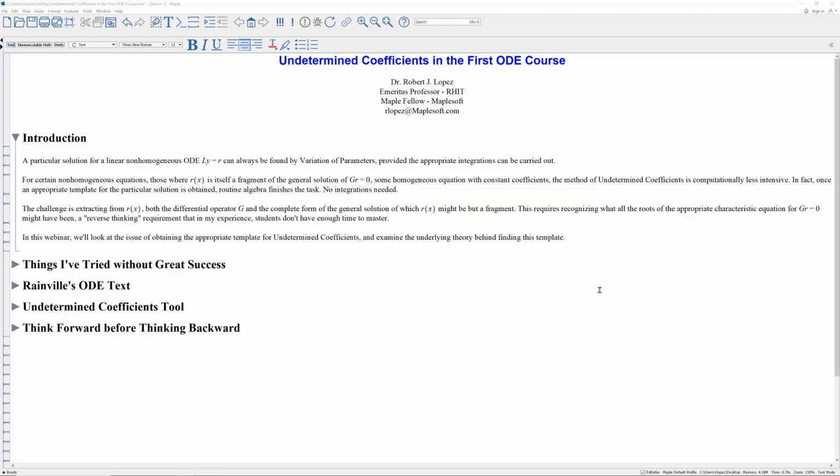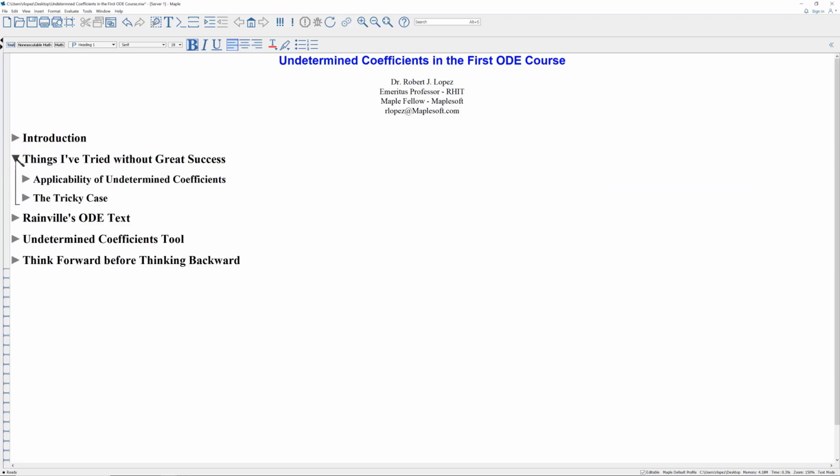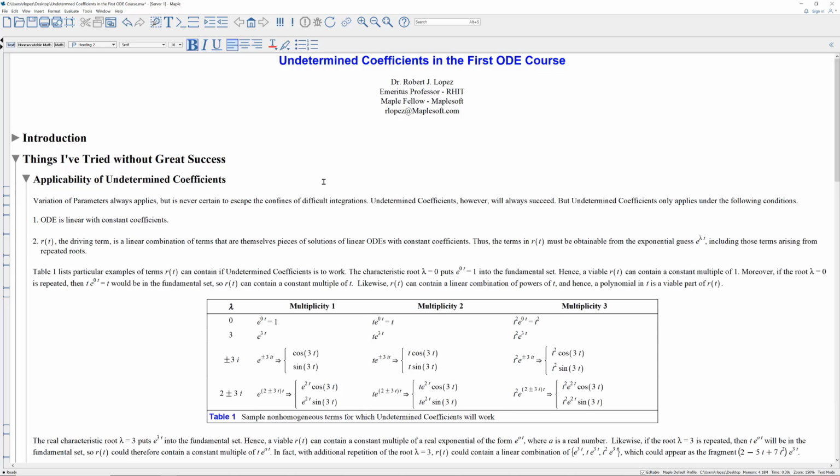So let's take a look at the things that I've tried without great success, and then we'll see what approach I would really have liked to teach the students, and then to see what tools Maple has to make that approach viable. So let's take a look at some of the things that I tried, but I didn't think were really tremendously successful. So I tried a couple of approaches here.